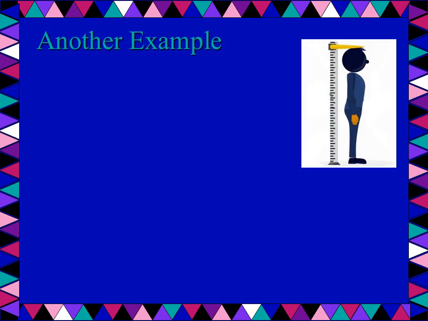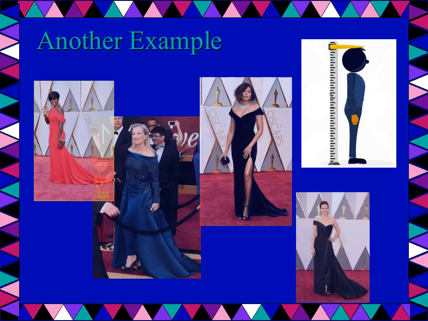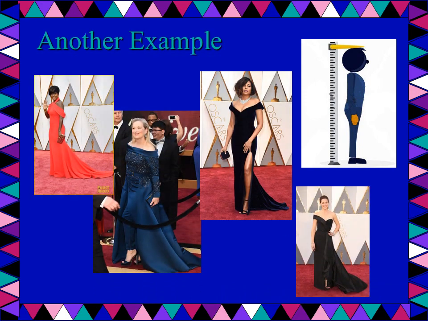Let's consider another example. Imagine you want to analyze the height of the women who attended the Oscars. As each woman walks the red carpet, you record their height using a height measurement scale. Is this method reliable? Yes, it's reliable because you are consistently recording the height of the women. Now ask yourself, is this method valid? Your response should be no, considering that most women wore heels to the event.